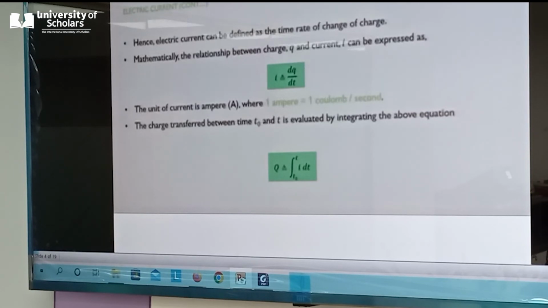Now, since electric current can be defined as the rate of change of charge, you can simply define I as dq by dt.